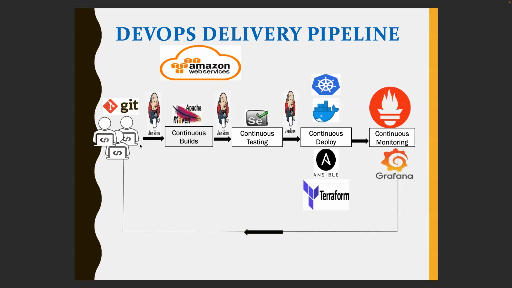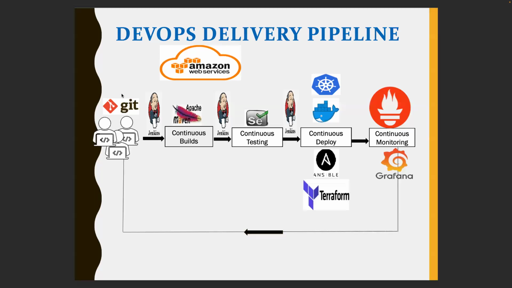Developers write the code. Once they place the code in Git, we pull the code and create the builds using Maven, integrate testing using Selenium test cases, deploy it using Docker, orchestrate it with Kubernetes, configure it with Ansible, create the infrastructure with Terraform, and monitor it with Prometheus and Grafana. That feedback is sent to the respective teams. This is a simple CI/CD pipeline, and we'll create it on multiple applications in the course.